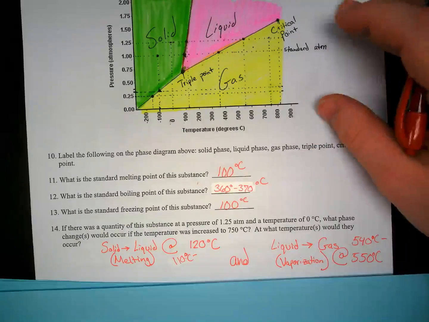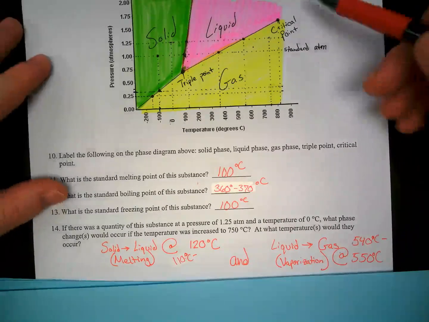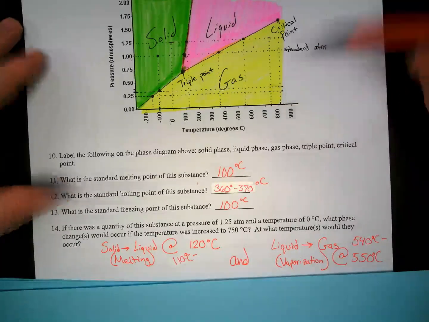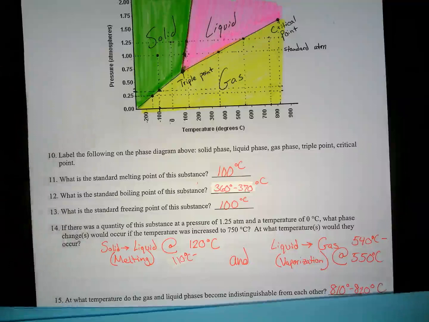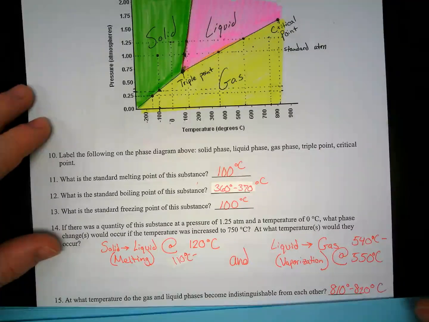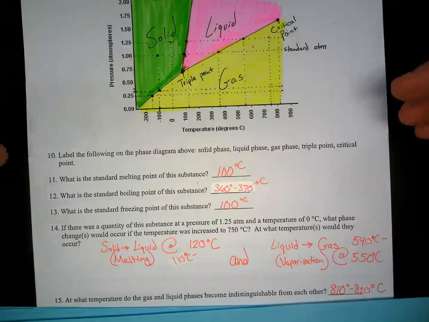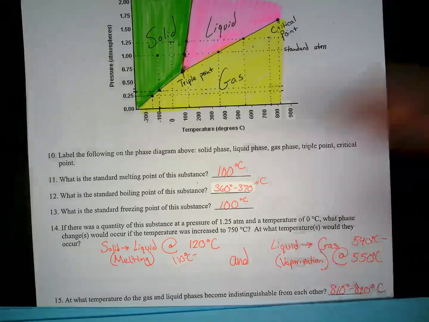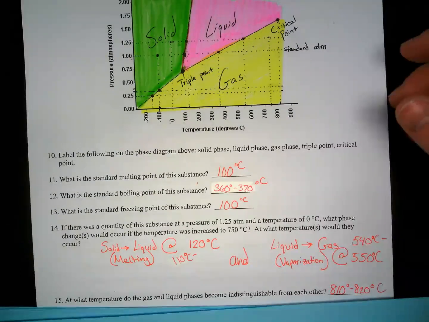The next question asks, what's the temperature for the critical point, roughly speaking? So here's our critical point. If we simply drop down, we should get something around 810 to 820. So 810 to 820 degrees Celsius is where we're going to see the critical point. And remember, the critical point is just where the liquid and the gas have roughly the same density, and there's really not a whole lot distinguishing one from the other. They're going back and forth constantly, and it's difficult to know which one it is at a particular time.